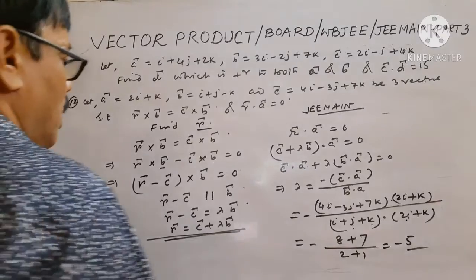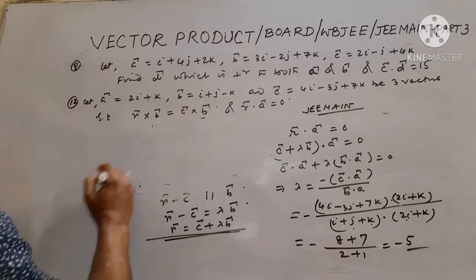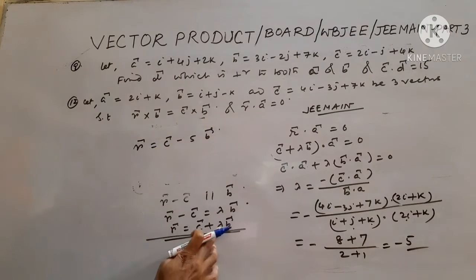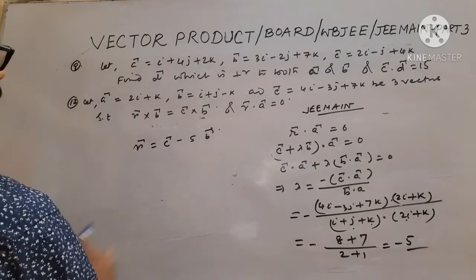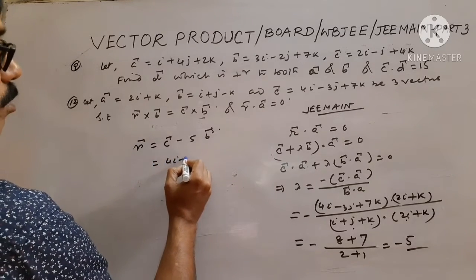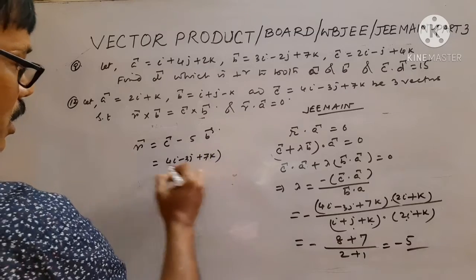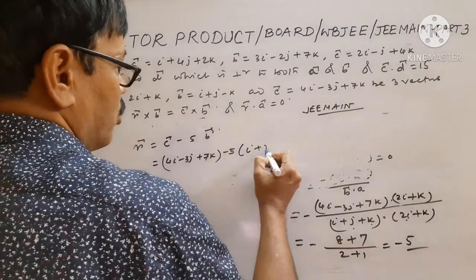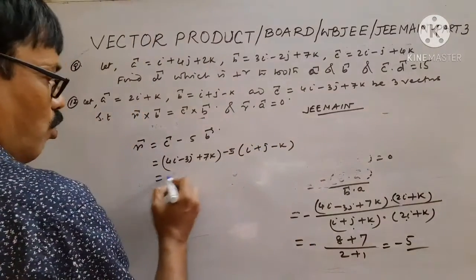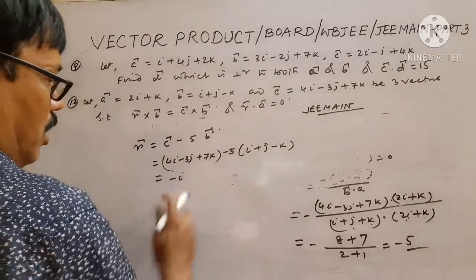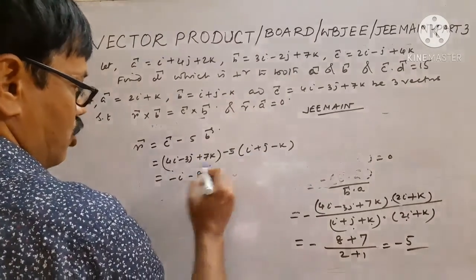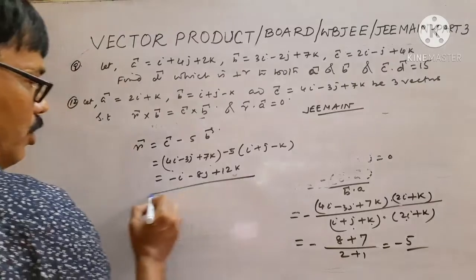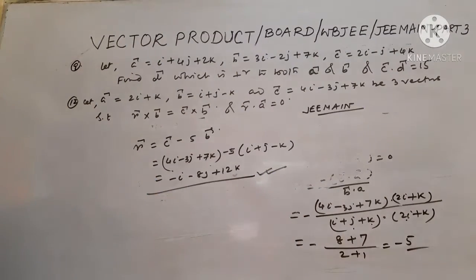So, if lambda is minus 5, what is r? r equals C minus 5 into B. Now, what is C? C is 4i minus 3j plus 7k, minus 5 multiplied by B, i plus j minus k. So, 4i minus 5i, this is minus i, minus 3j minus 5j is minus 8j, and 7k plus 5k, this is 12k. So r is this one.